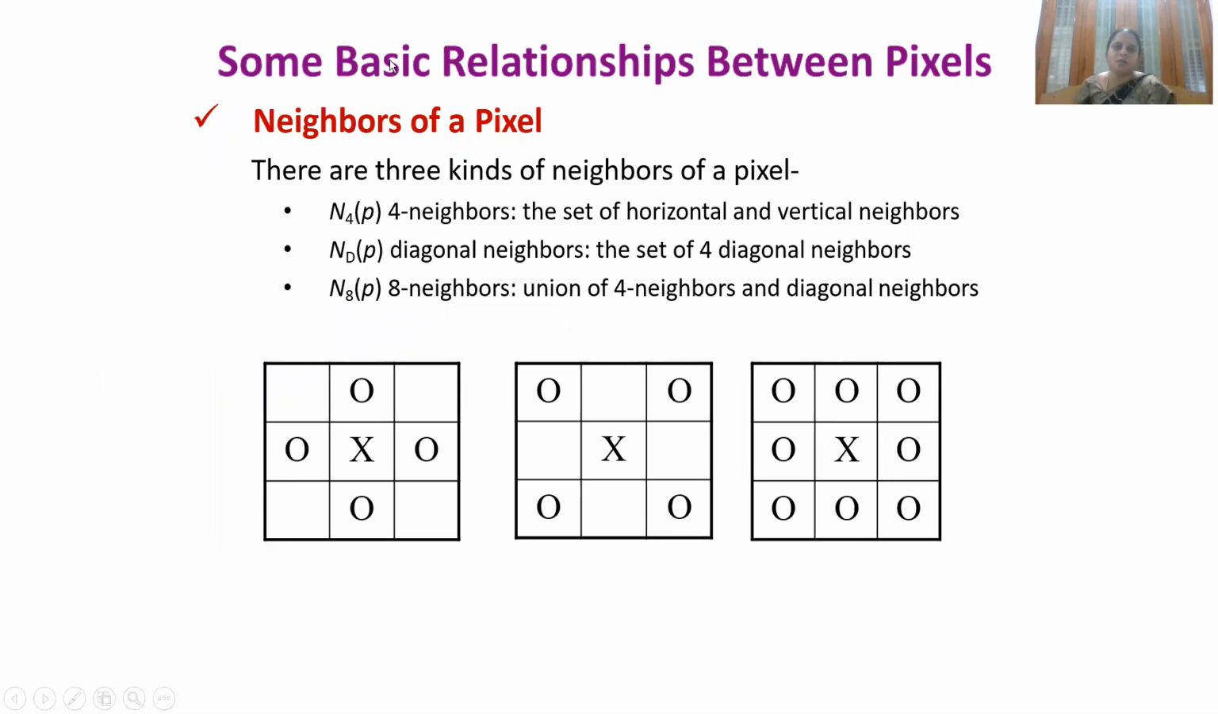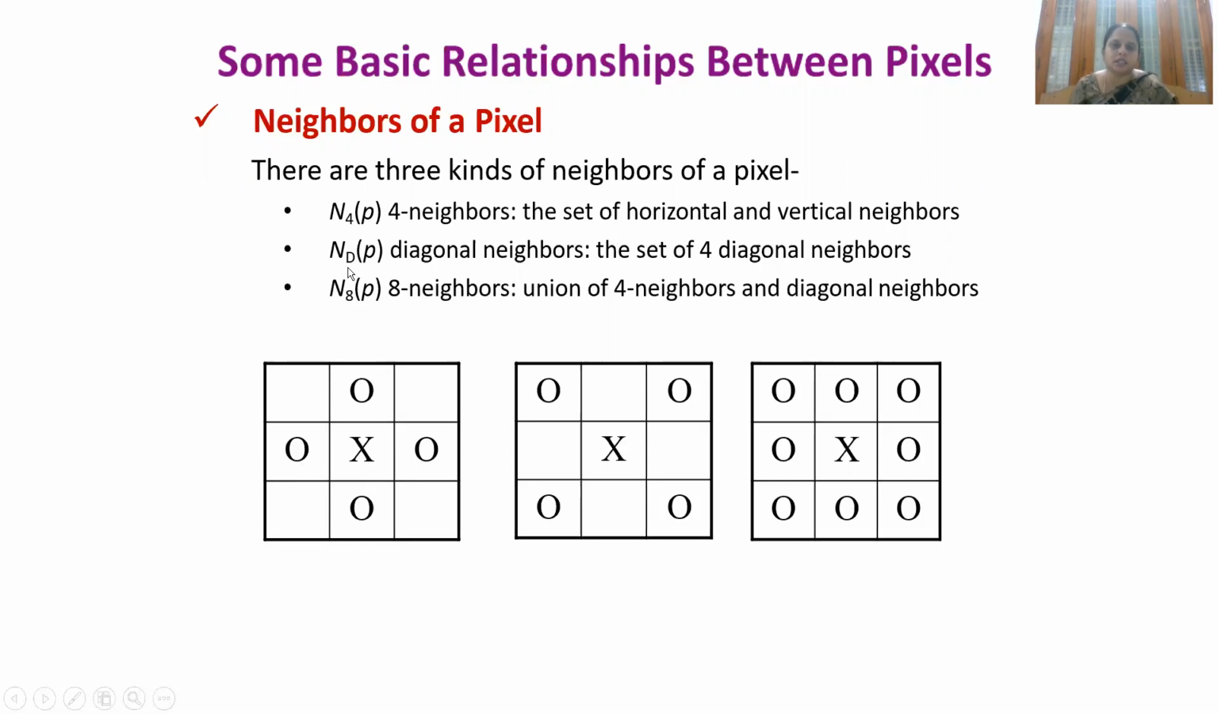We know neighbor means very next to us. For example, consider this X pixel, the neighbors are these O's: 1, 2, 3, 4, four neighbors. So N4 of P, where N represents number and 4 represents four neighbors, is the set of horizontal and vertical neighbors. These two represent the horizontal neighbors, and these represent the vertical neighbors.